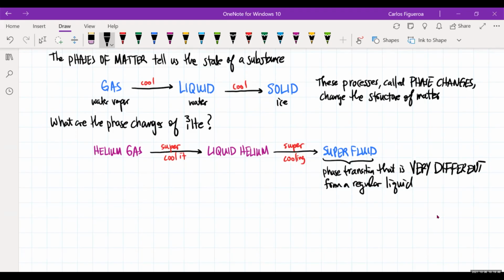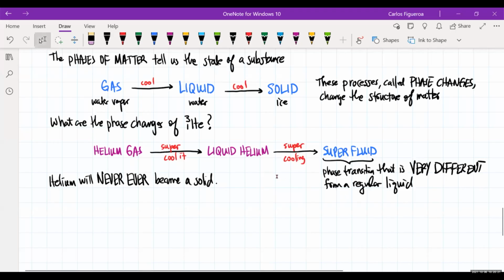It is vastly different. By the way, just for the sake of completion here, helium will never, ever become a solid. It will never become a solid. So there's no such thing as solid helium. Okay, so what happens here?